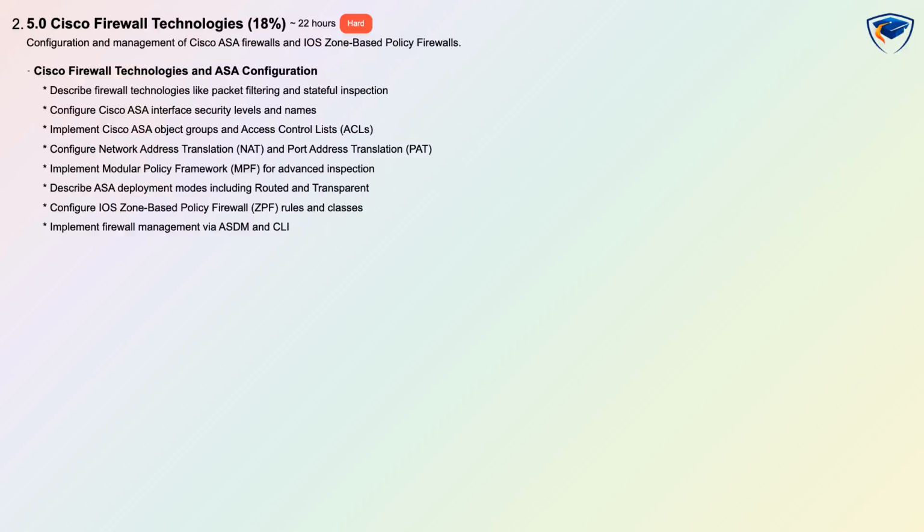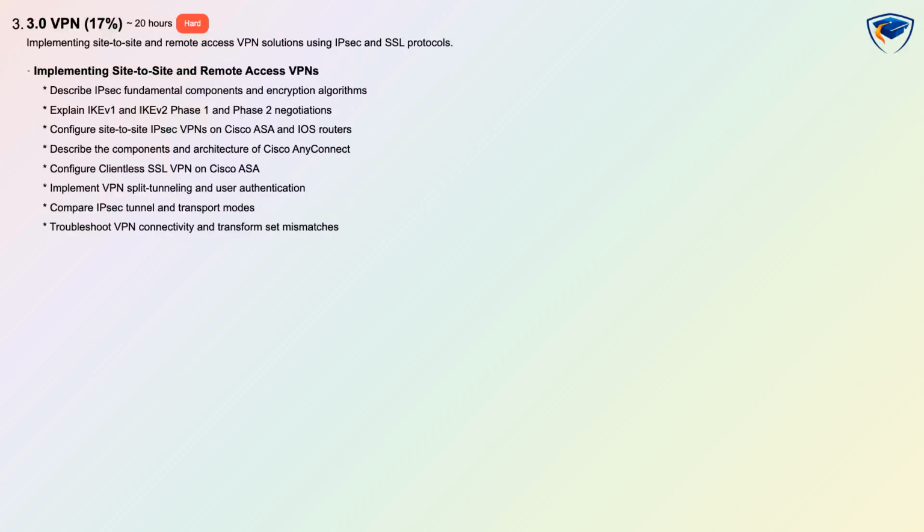Other key topics include configuring network address translation, NAT and port address translation, PAT, implementing modular policy framework, MPF, for advanced inspection, and describing ASA deployment modes including routed and transparent. You'll also learn about configuring IOS zone-based policy firewall, ZPF, rules and classes, and implementing firewall management via ASDM and CLI.